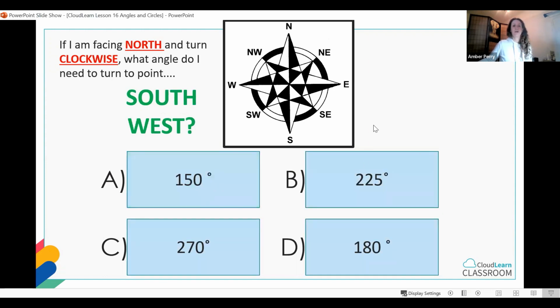One more, southwest. What is southwest going to be? Is southwest going to be A, 150, B, 225, C, 270, or D, 180?